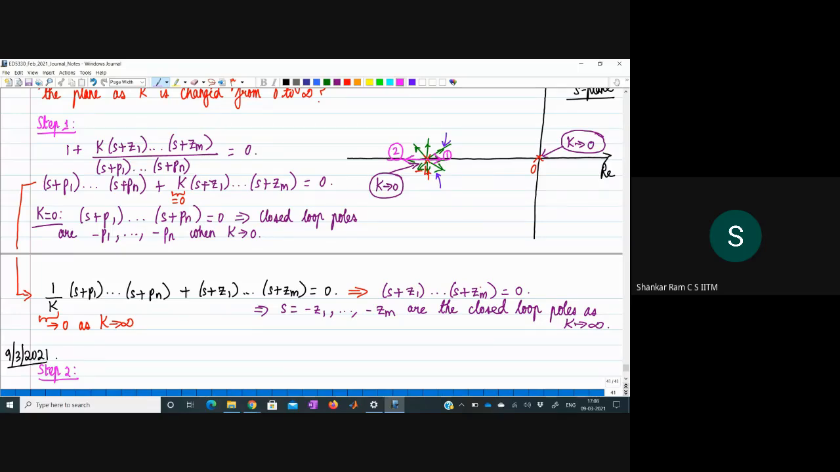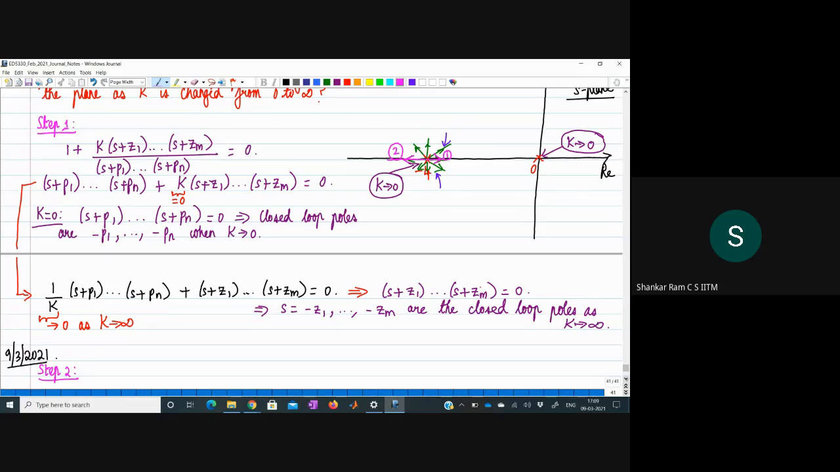So we have only two possibilities. It can either go along direction 1 or along direction 2. Now the question is, along which direction will it go? This is where we use the angle condition, and we essentially look at how the portions on the real axis would lie on the root locus.